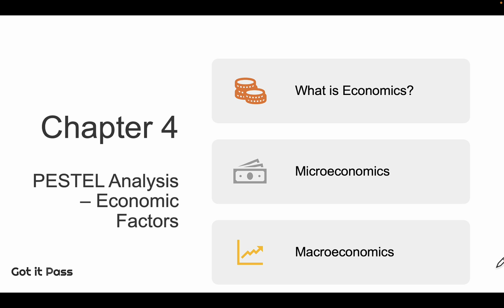Chapter 4, PESTEL Analysis: Economic Factors. In this chapter, we cover three main topics. First, we briefly explain what economics is, and then we will go deep into two key topics. First, microeconomics, and then macroeconomics.